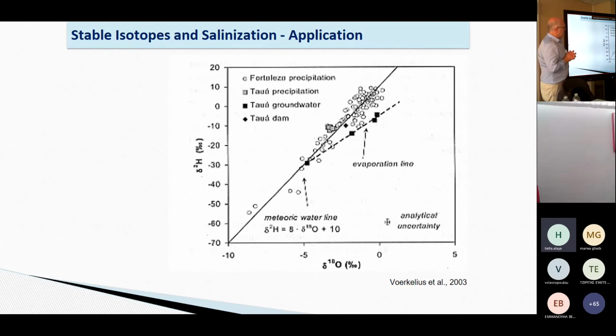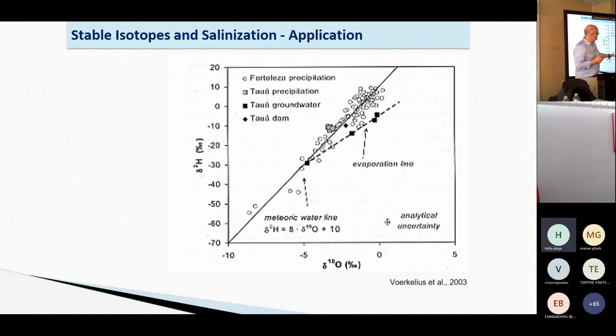So, first is an example where we have strong salinization. This is from Northeast Brazil, a region with water scarcity, and we have taken samples from groundwater, from surface water, from precipitation, and from reservoirs. And you see here that most of the samples are on the precipitation line.